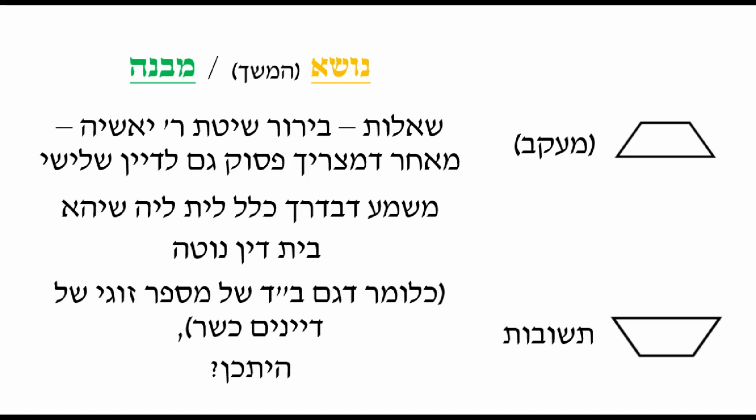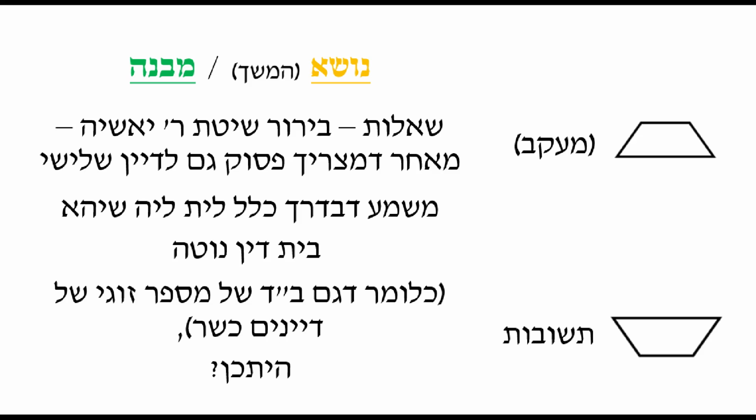Ma'akav is an attempt to keep track of a discussion where there's a back and forth, where there's a give and take in the discussion. We like to follow where we are holding at any given point in the discussion. So here we have this form which has a narrow top and a wider bottom. When the narrow top is in fact on top, these are she'elois birur shitas Rav Yoshia. These are questions designed to clarify Rav Yoshia's opinion.